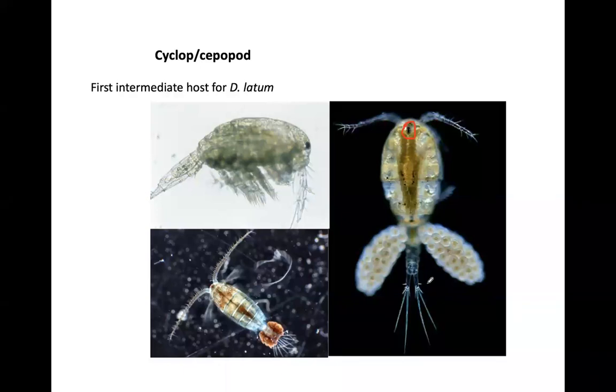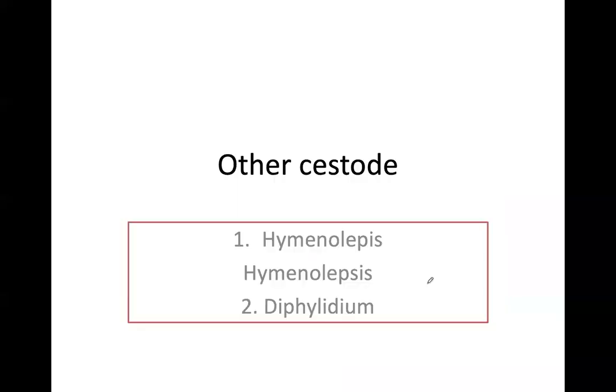And this is an important feature partly because if you filter your water and things like that, you can get rid of these crustaceans that are responsible for the transmission. And then after that, we talk about cestodes. Cestodes, we have Hymenolepis nana and Dipylidium, in our context.